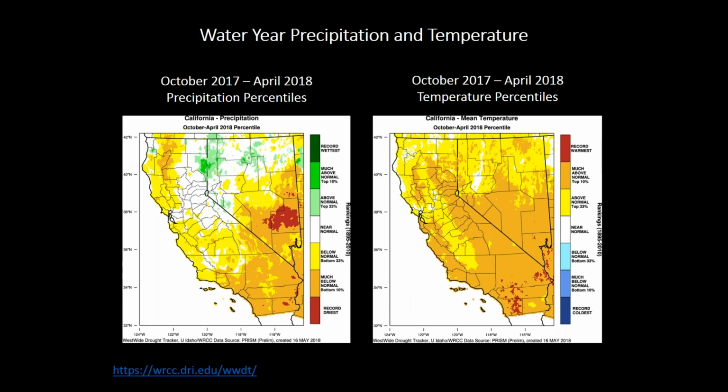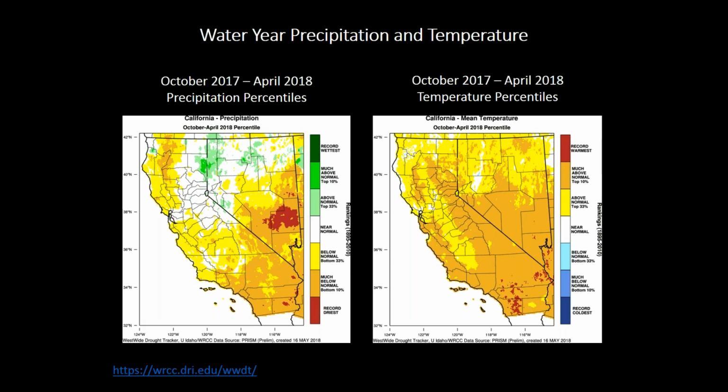Almost the entire southern parts of the state were in the bottom 10 percentile, going all the way back to 1895 based on PRISM, and a few locations saw record dry October through April. Now, as you move further north, there was quite a bit more precipitation.